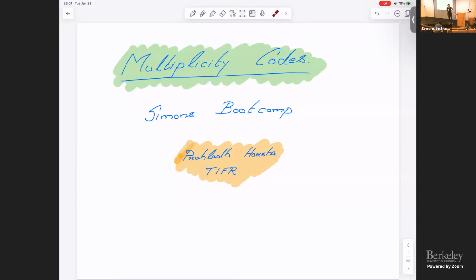So today we are very lucky to have Prahladh Harsha from the Tata Institute of Fundamental Research to tell us about multiplicity codes. So this, I think, can be viewed as maybe a follow-up to the two lectures that I gave yesterday, which were sort of all over the place of algebraic codes. And now Prahladh is going to go a little bit deeper into one particular type of algebraic code, which I didn't get a chance to talk about at all, multiplicity codes.